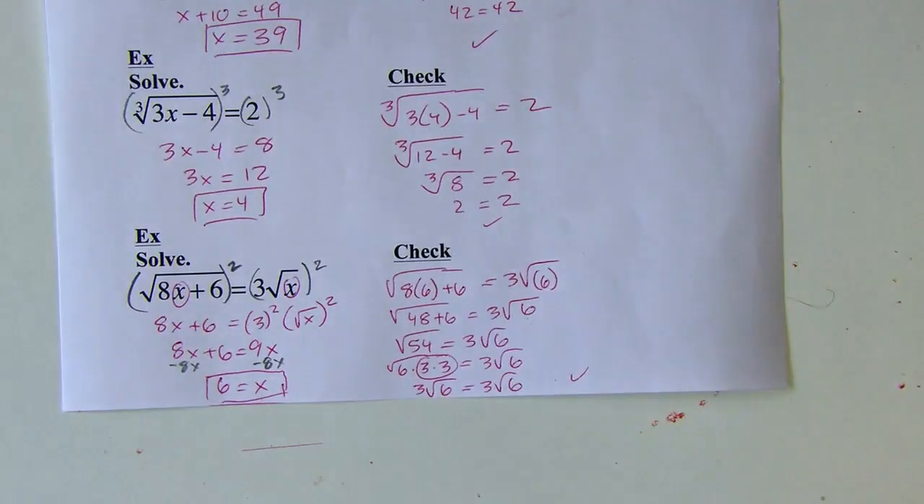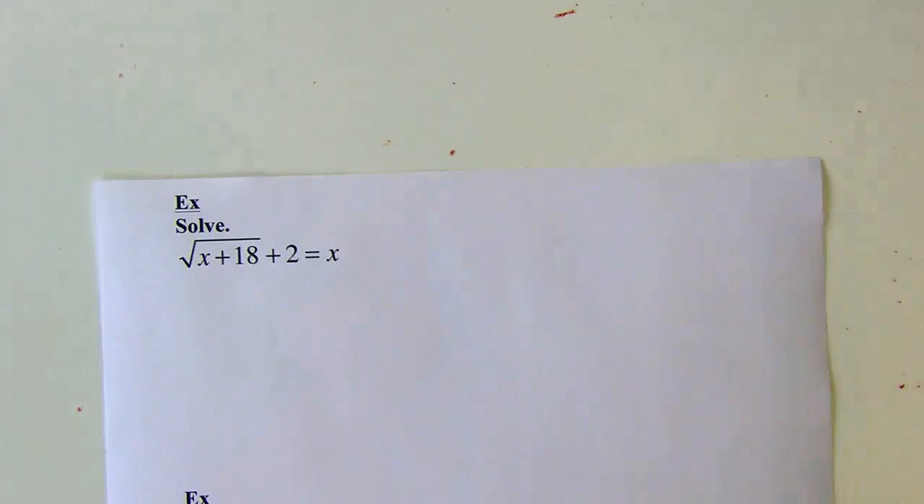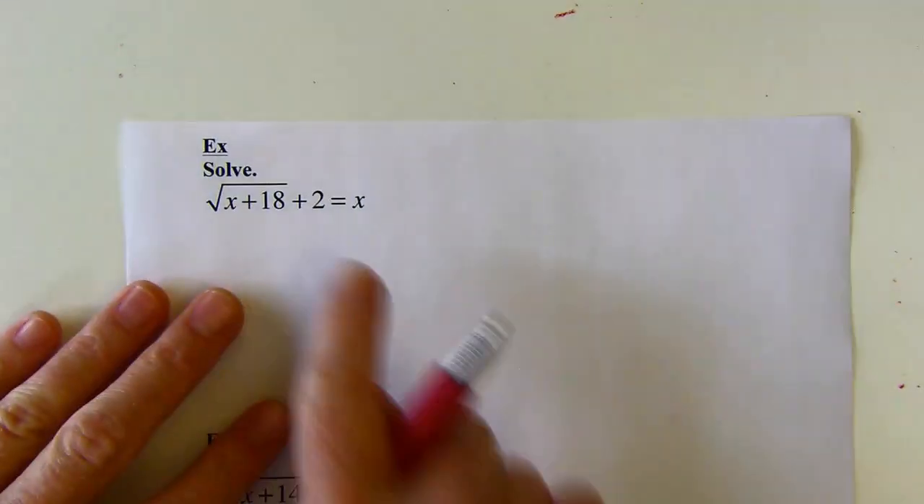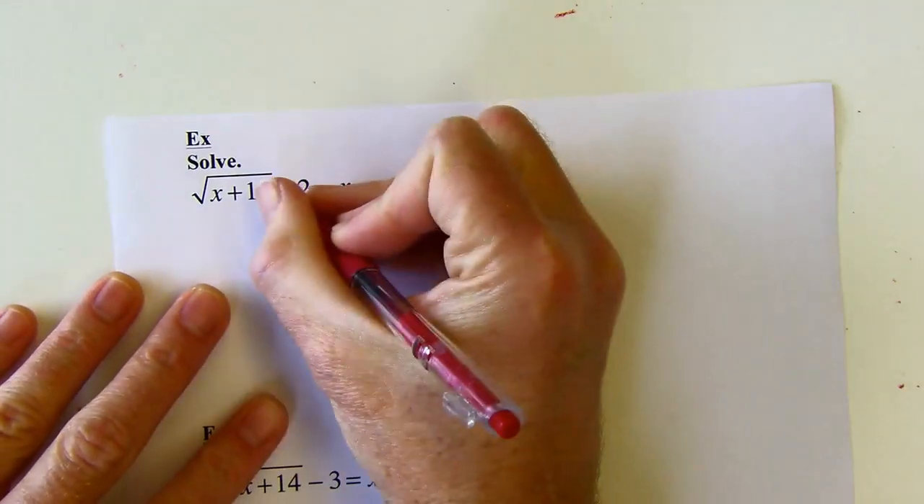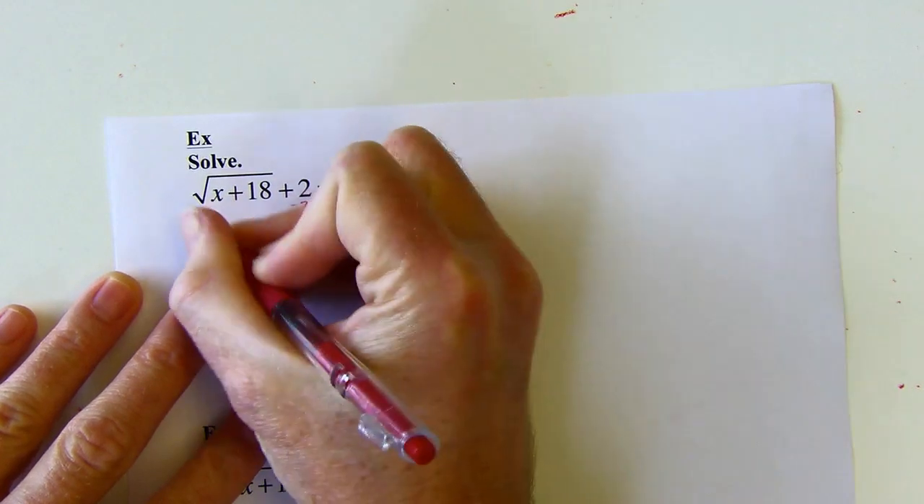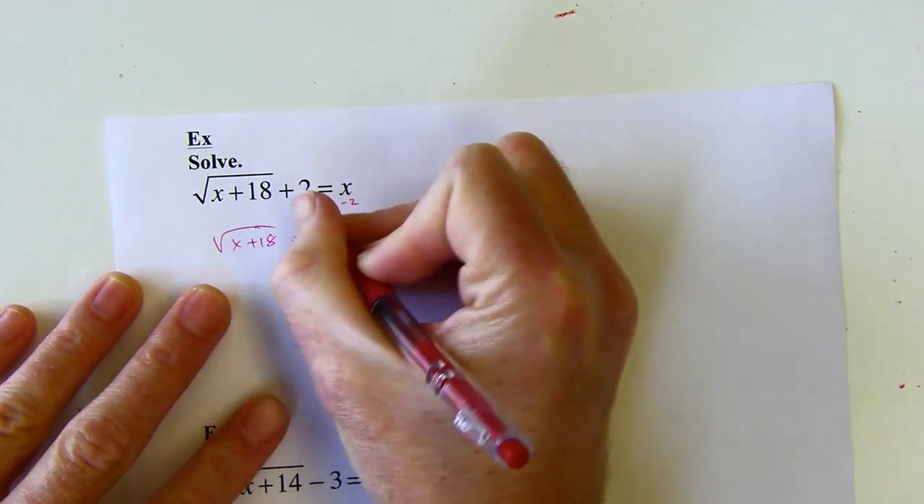Okay, on the next page, same kind of deal. These problems are going to get a little trickier, though. So let's look at this next one. Okay, so first thing I want to do is isolate the radicals. So let's get that 2 on the other side. I'm going to subtract 2 from both sides. So square root of x plus 18 is going to equal x minus 2.